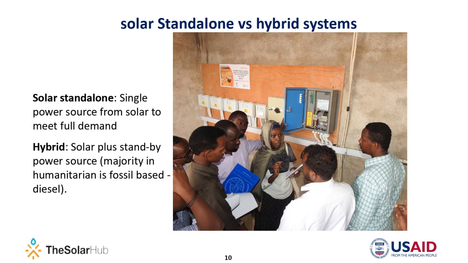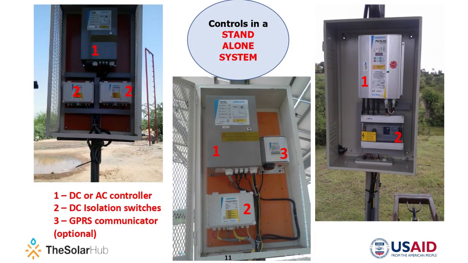Solar pumping systems can also be installed in standalone or hybrid configuration. And when we talk of standalone, we are referring to a system that has solar as the only power source. And when a second power source is introduced, that becomes a hybrid system. I show you a few pictures to visualize the difference between solar standalone versus hybrid.